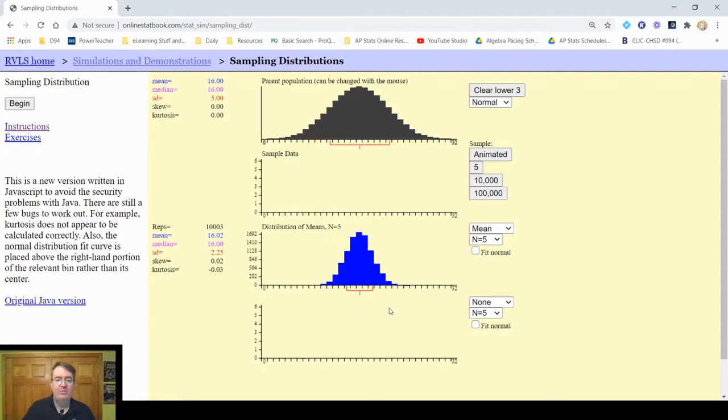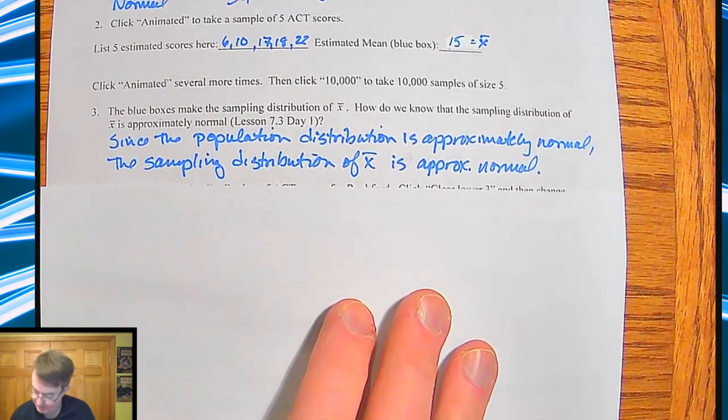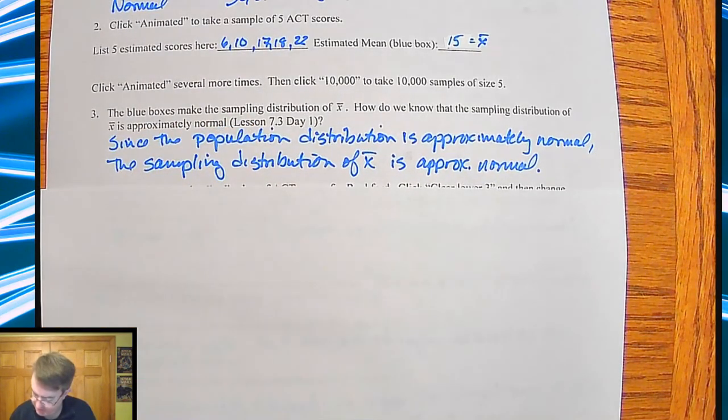But now look what happens. And we did this a little bit yesterday. When you take samples, the variability moves in, and since our population is normal, notice our means stay the same. So that's going to be the first thing that you're going to do, go down through here. Back here, blue box is sampling. How do we know the sampling distribution is approximately normal?